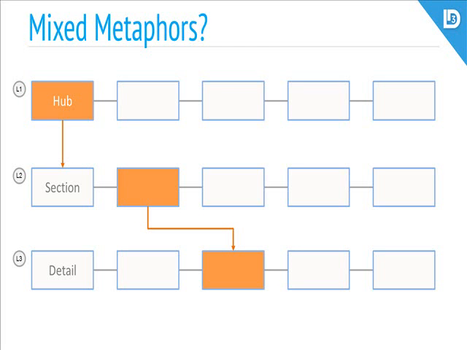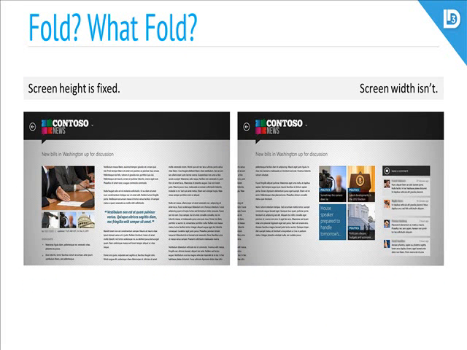Now, I'll come back to these three levels all throughout the rest of the presentation. It's enough for the moment to know that the first level, the uppermost level, is called the hub. Then we have a section level followed by a detail level. Now, let's walk through how this metaphor gets realized. And it's realized through two important design principles.